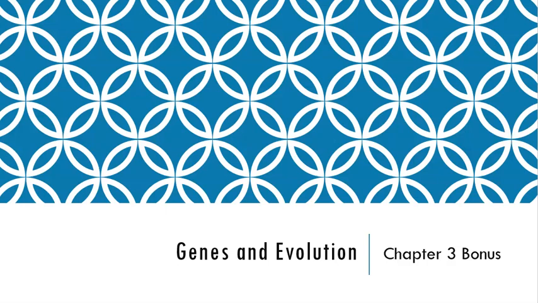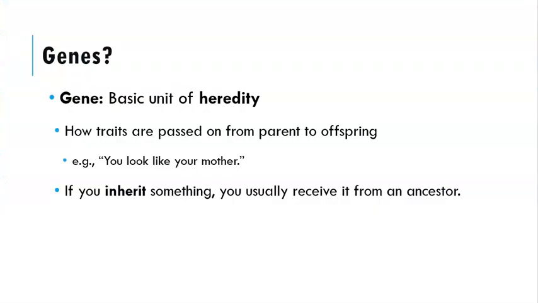Now, let's move on to this kind of Chapter 3 bonus section. And so this is going to cover genes and evolution. So we're going to talk about how genes and evolution play a role in behavior. So the first section is focusing on genes. So genes are the basic unit of heredity. So pretty much it's the things we inherit from our parents.